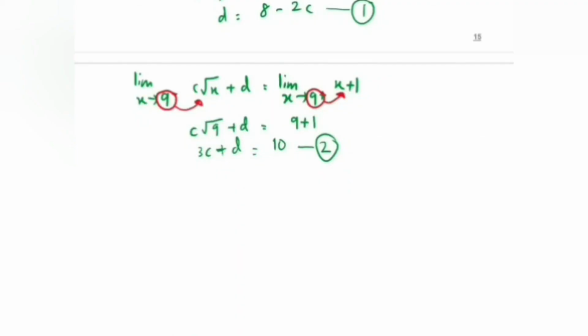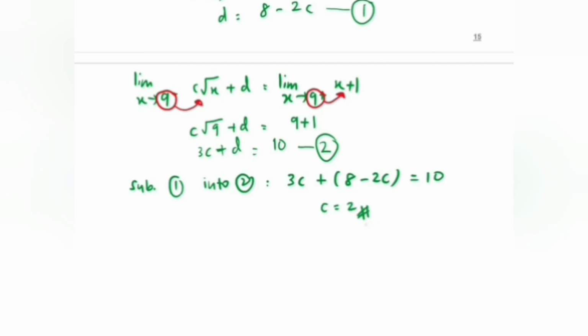To get the values of c and d, we have to solve the simultaneous equations. First, we substitute the first equation into the second equation. 9c plus d, where our d is 8 minus 2c, equals 10. Then simplify this equation, you will get c equals 2. To get the value of d, we substitute the value of c into the first equation. d equals 8 minus 2c. c is 2, so 8 minus 4 is 4.